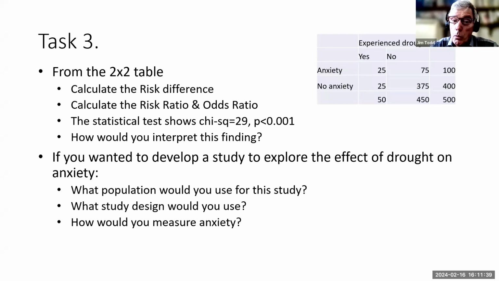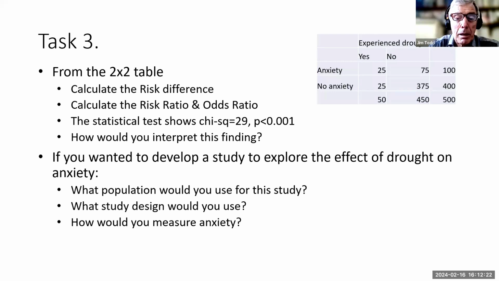So we have a 2x2 table right here on the screen at the moment, in which we have 25 who have experienced anxiety and have had a background of drought. And so this might be a cross-sectional study because we measure the anxiety in these 500 people, and we find that 50 people had anxiety, so 10% anxiety in this population. And we also asked them a question about, did you experience drought in the last year?